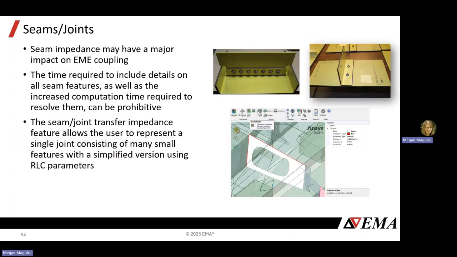So seams and joints. Seam impedance can have a very big impact on coupling in your model or in your simulation as well as in real life. Seams typically have a lot of different features. They can get quite complex. These can be represented or resolved within the model, but that can take a lot of development time, computation time. It can be rather prohibitive. So what we have is a seam and joint feature that allows you to define the joint as a single line, essentially, using RLC parameters. And so you simplify all of that detail into one input.